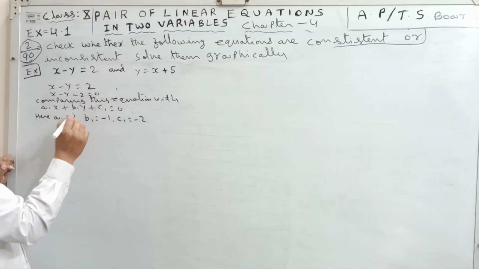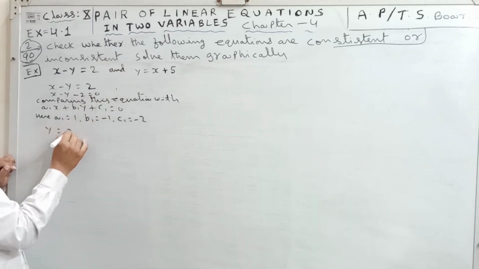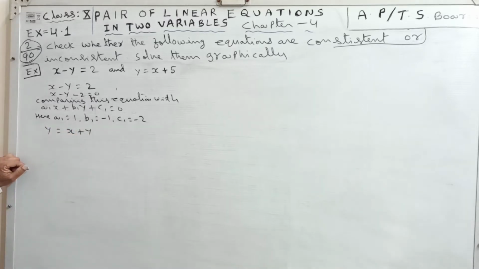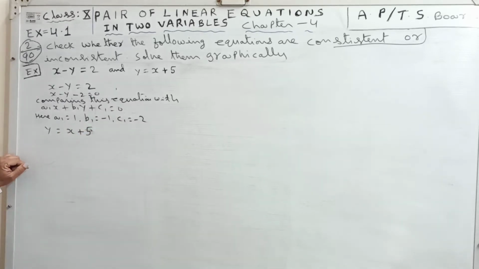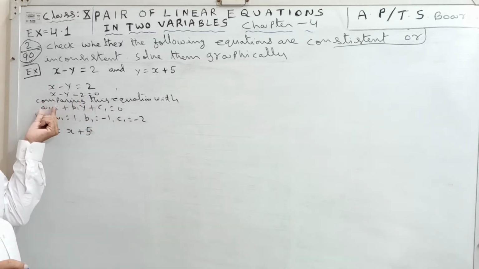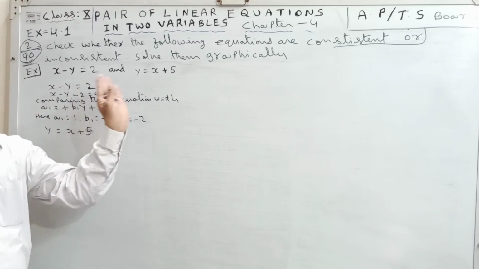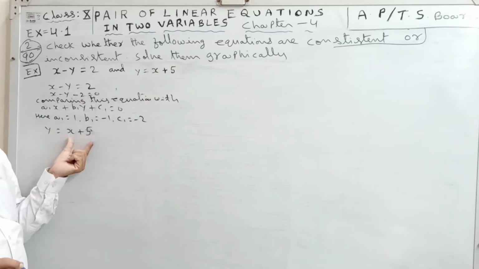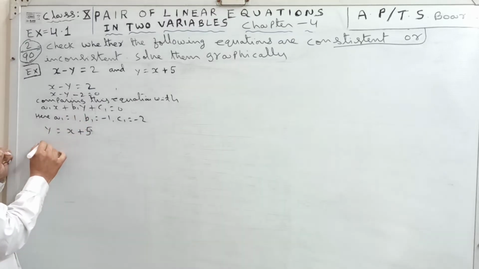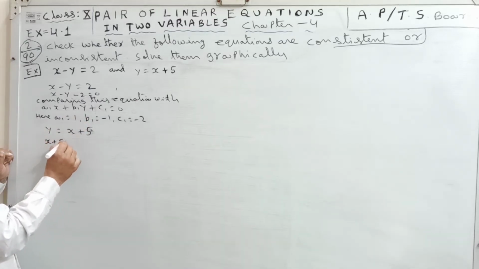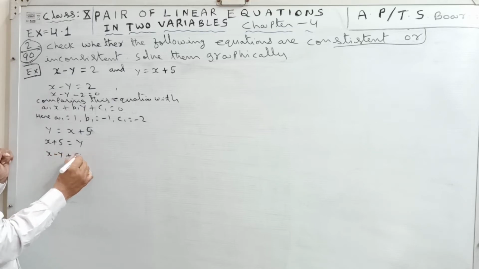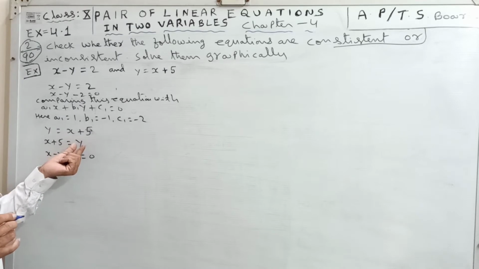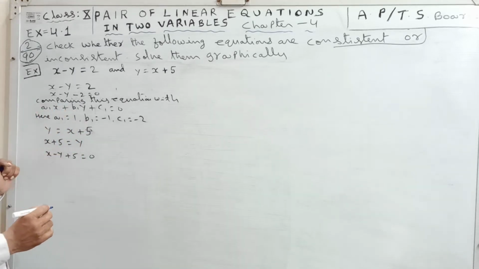In the same way, the second equation, y is equal to x plus 5. In the general equation, first x, next y, next the constant, after that is equal to 0. Here x plus 5 is on the right side, so I am taking these to the left side. So x plus 5 is equal to y. Now I am taking y to the left side: x minus y plus 5 is equal to 0, because here the plus symbol is there. If it comes to the left side, the minus symbol will be there.